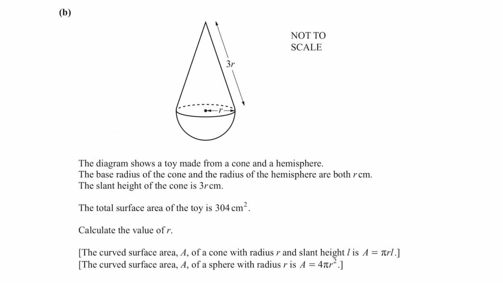squared. Next, part B. The diagram shows a toy made from a cone and a hemisphere. The base radius of the cone and the radius of the hemisphere are both r centimeters. The slant height of the cone is 3r over here. And we know the total surface area of the toy is 304 centimeters squared. Calculate the value of r.